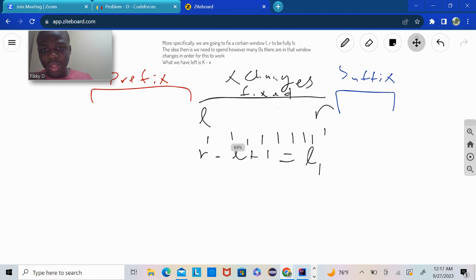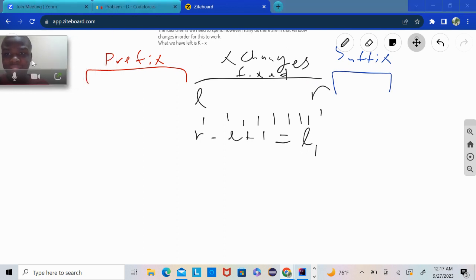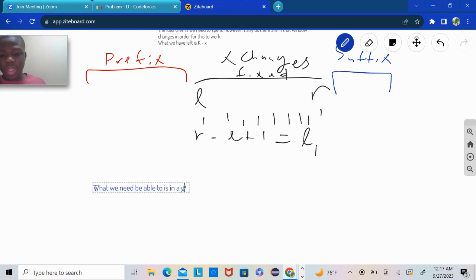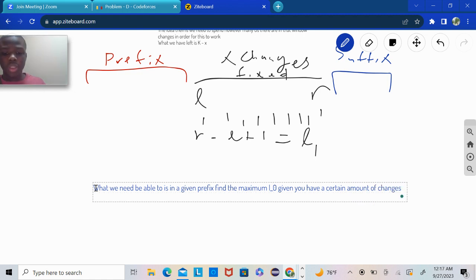Let's rigorously write where we're going. Sometimes it's as simple as just asking yourself, okay, what do we need to do? Writing that very clearly will motivate the dynamic programming. So what we need to do now is, in a given prefix, find the maximum L0, given you have a certain amount of changes. So the general problem is find the maximum L0 within a given.